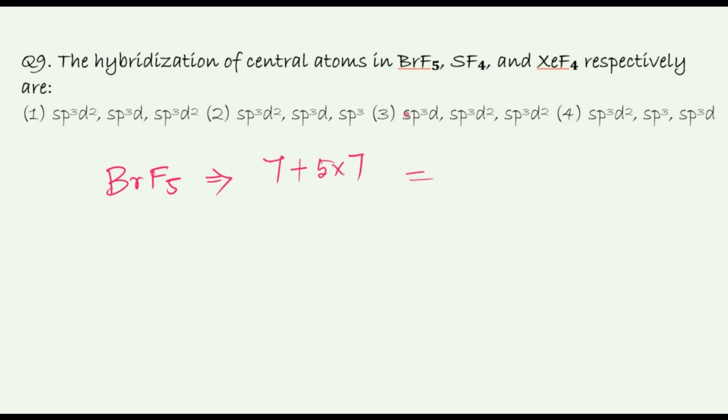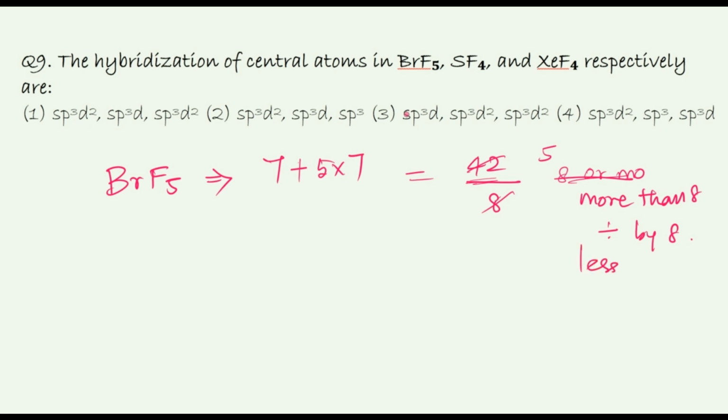So which makes it 35 plus 7, 42. So if the value is more than 8, just divide it by 8. Okay, if I'm dividing it by 8, what will I get? 5 as my answer. Still I'm having 2.